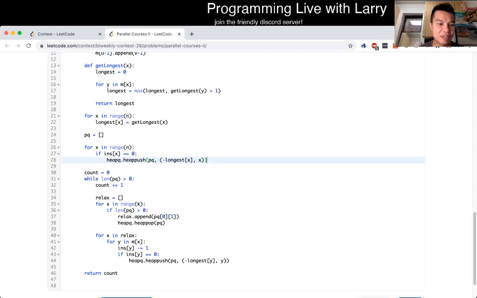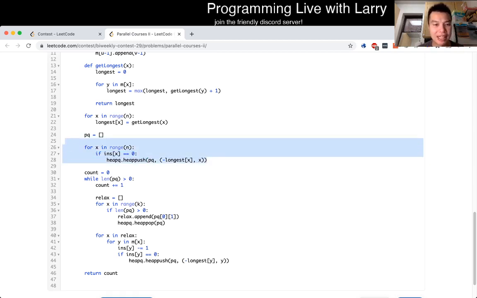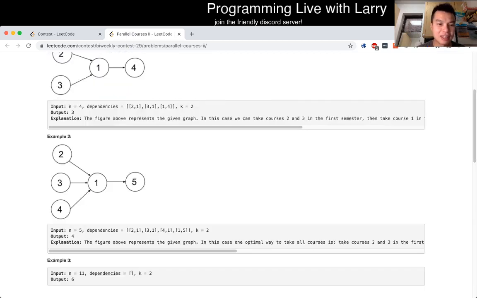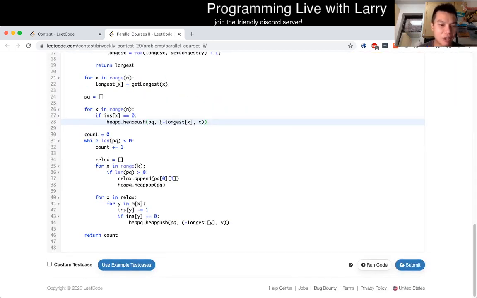In graph terms, if a class has no prerequisites, or we cleared all its prerequisites, then we push it into the initial heap. Then we take k classes at once. So we try to take as many classes as we can, as long as it's at most k. So this is what this does. The x, we don't use. And we relax it all together by saying, okay, here are the classes that we took this time.